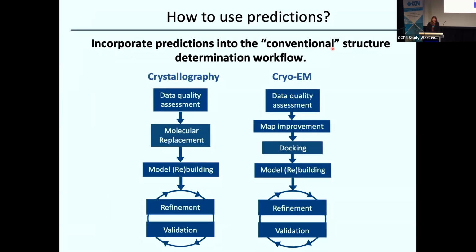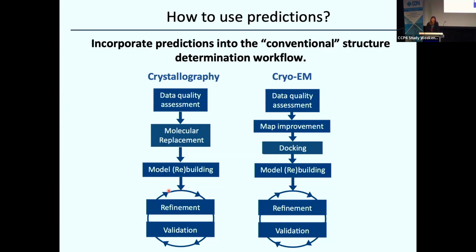So here's what I mean by that. Here we have the different steps for the structure determination process for crystallography and cryo-EM. It's a bit simplified, so I really have the main steps listed. For example, in crystallography, we start with data quality assessment. We solve the phase problem by molecular replacement or by experimental phasing. Then typically the models are quite preliminary, so we need some model rebuilding. That's mostly done automatically.